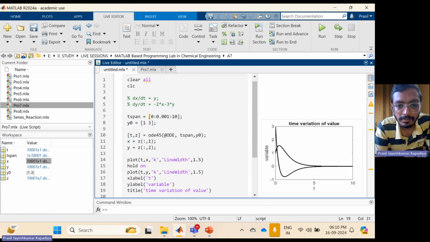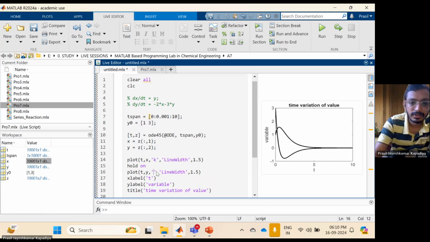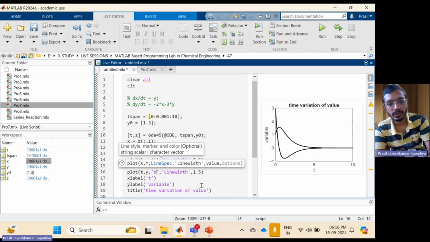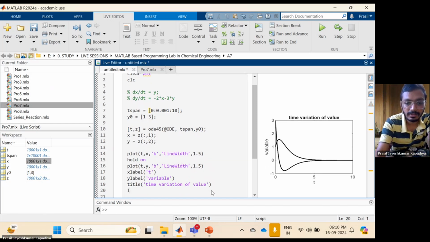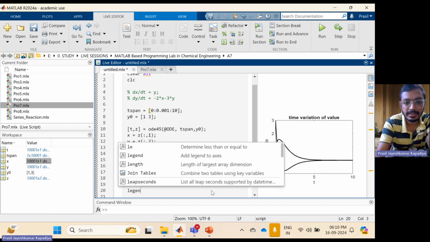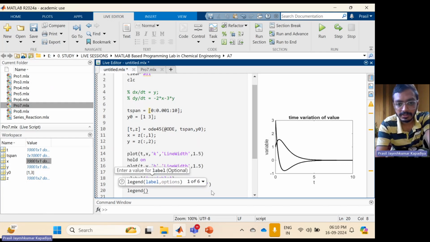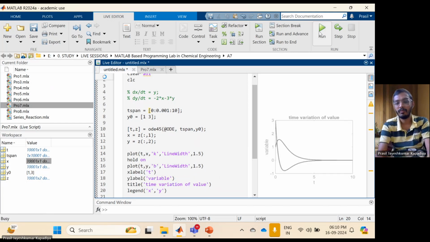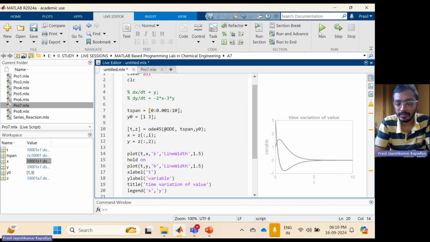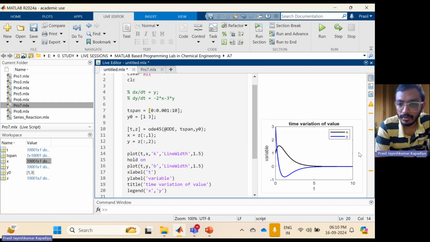And we run this. Both should not be black. Let's say I'm keeping it as blue, and I also need to give my legend. We write legend. My first legend is, let's say, x, and the second legend corresponds to y. We run this. This is how x is varying and y is varying. So this is how we solve this problem.